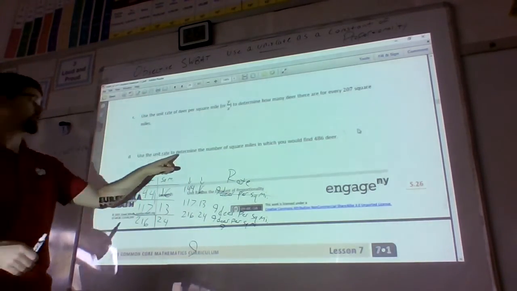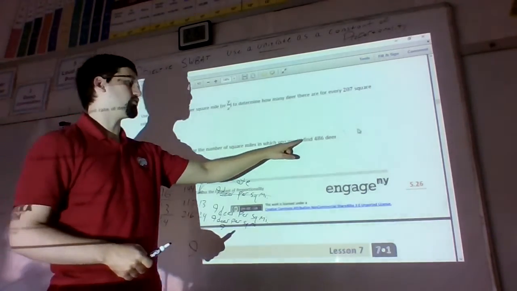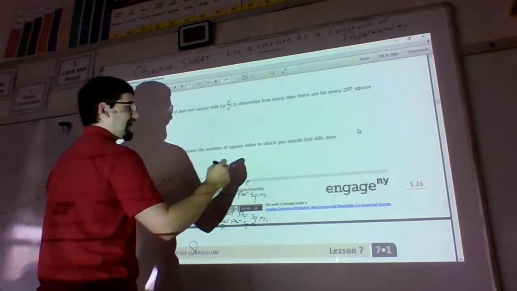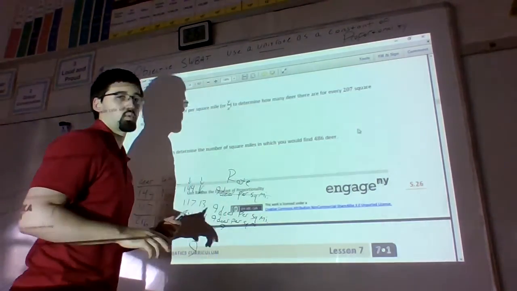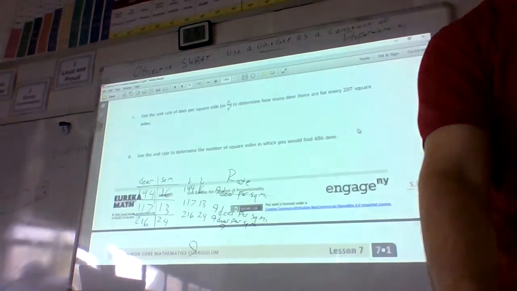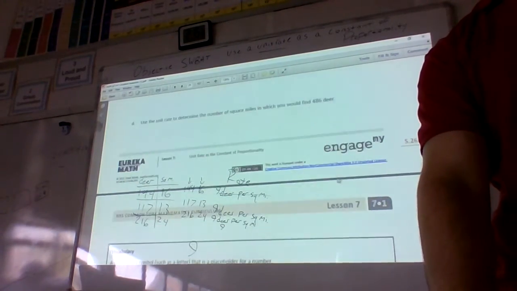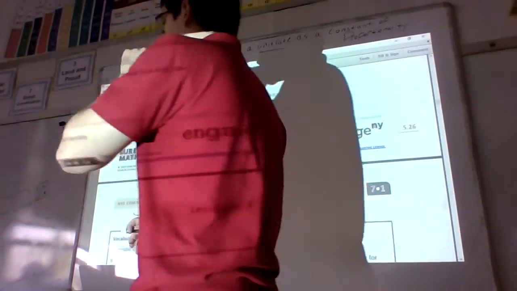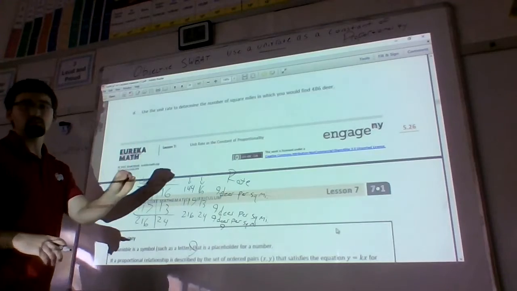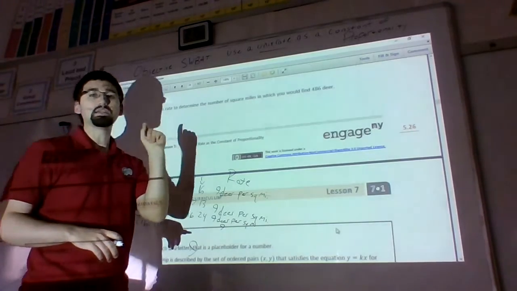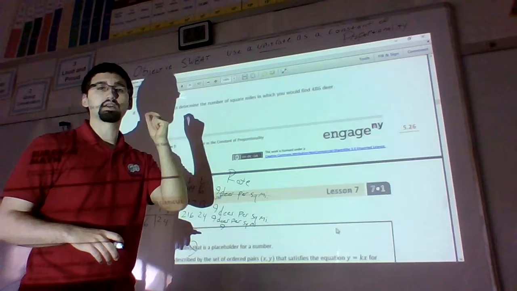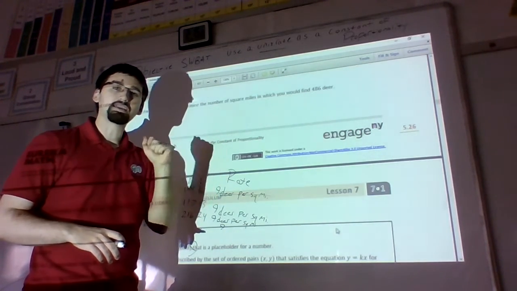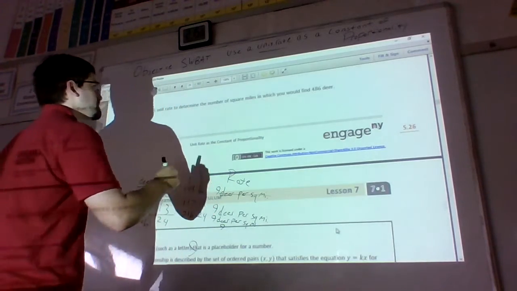Use the unit rate to determine the number of square miles in which you would find 486 deer. All right, so here we're working the opposite direction. We're starting with the number of deer, and we need to find the number of square miles. The process is very similar, but a little different. But we need to remember what that constant of proportionality means. That 9 means that there are 9 deer in 1 square mile.